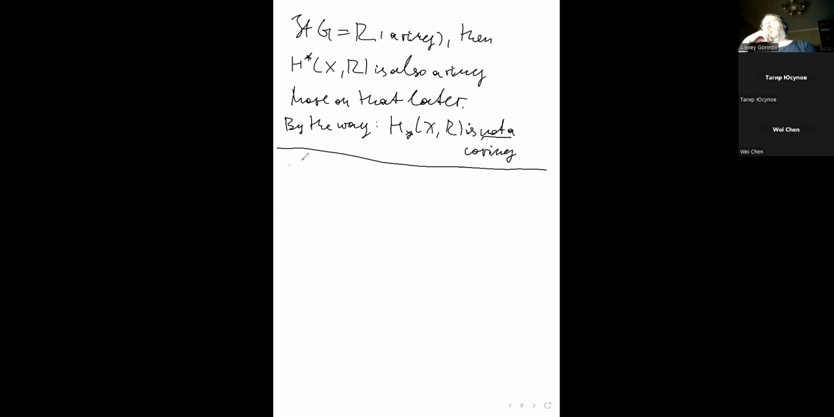I'm trying to think of an example where homology with coefficients is really useful, and well, there are plenty of examples. Okay, well, let's do one of those.